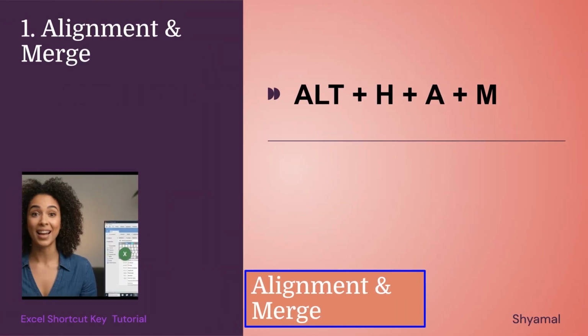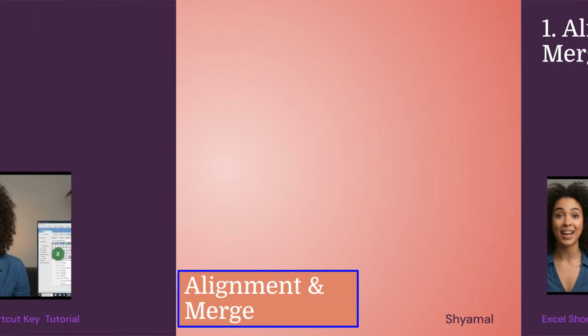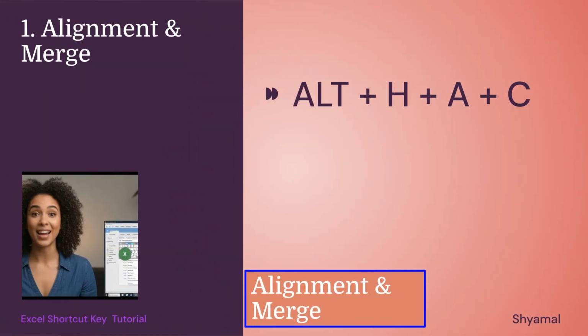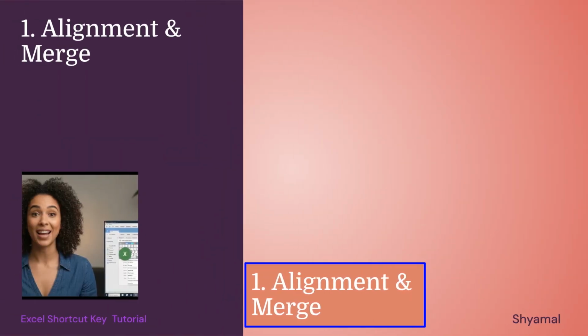Alt plus H plus A plus M. If your text needs to be in the middle alignment within the cell, this is your shortcut. Alt plus H plus A plus C for center alignment horizontally. Use this. Great for headings.